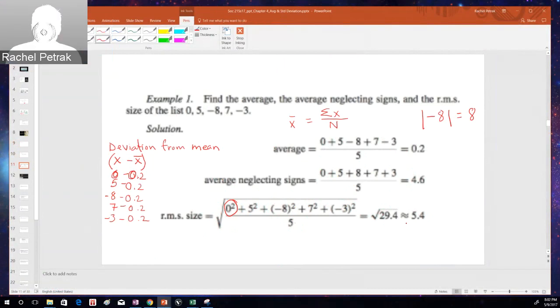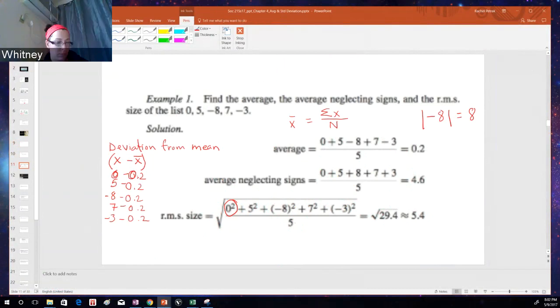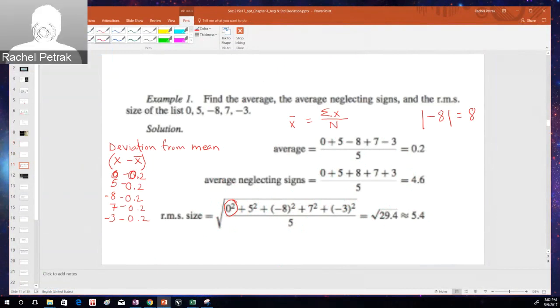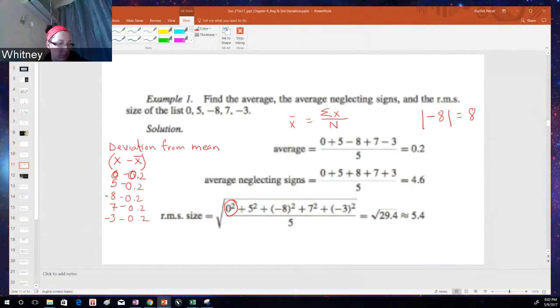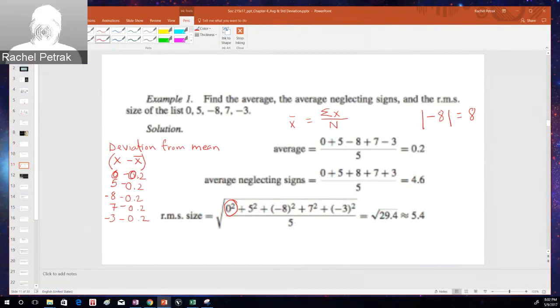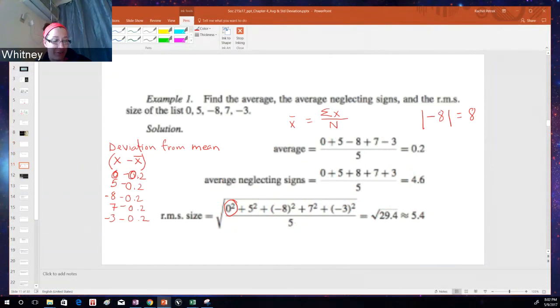And are there questions out there about calculating the RMS? Okay, that's great. So, well, I have lots of questions, but that's why I'm saving it for afterwards. Okay.